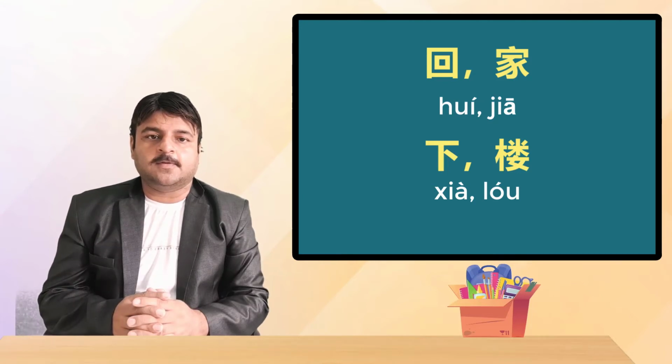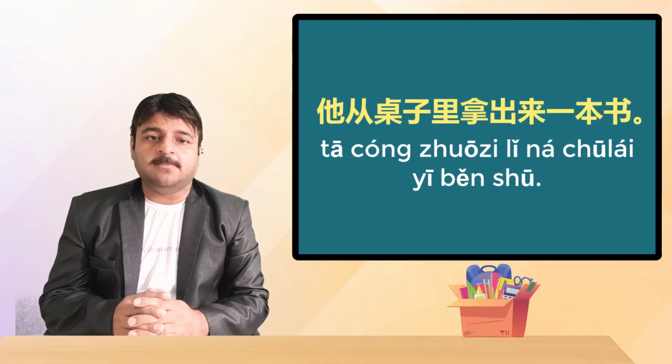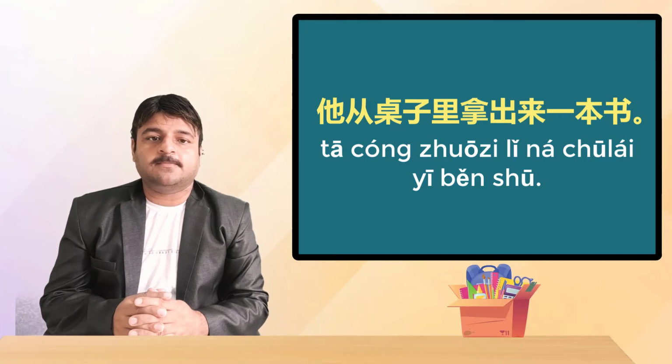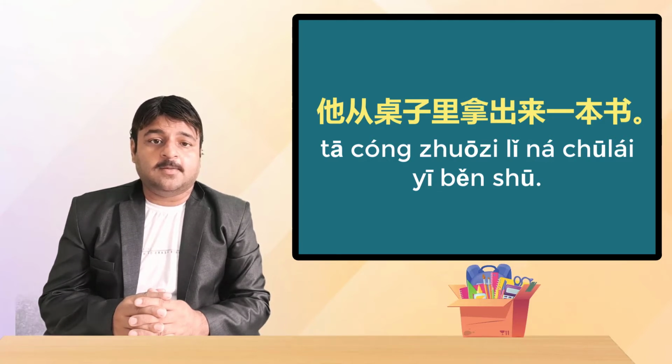Moving on to the next sentence of substitution drill, let us read out the following sentence. 他从桌子里拿出一本书来. He brought a book from inside the table. Chu, to start off, and here to what? Lai, to come. Chu and lai together make this sentence a compound directional complement. The person is bringing the book from inside the table to the speaker.